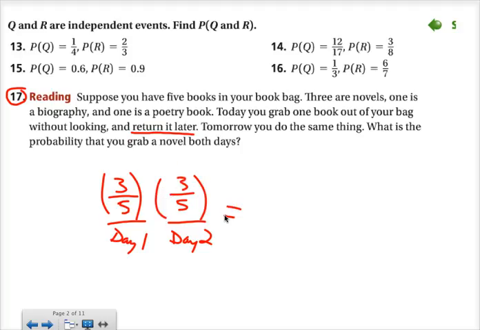And since we want this to happen one right after another, it's one and the other. We want a novel the first day and the second day. We would multiply those together. Top times top, bottom times bottom, and we would get 9/25 for number 17.